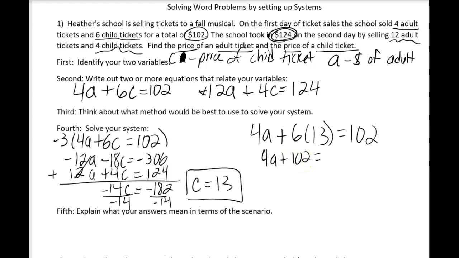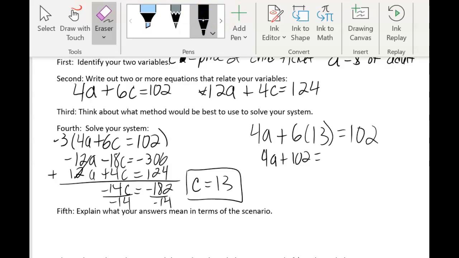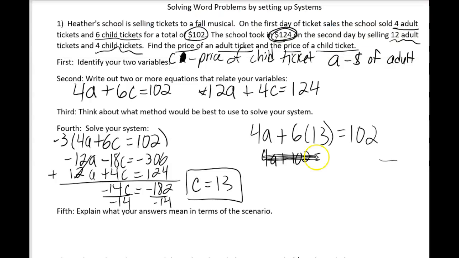Not sure why it's not letting me erase. It's okay, we'll just do this. Alright, so multiplying those out, we get 78. Subtract that 78 over, and I get 24. Divide that 4 out, we get 6. So kind of weird. Children actually cost more than the adults, so it must be something more geared towards children. I don't know, they're assuming more kids will come.